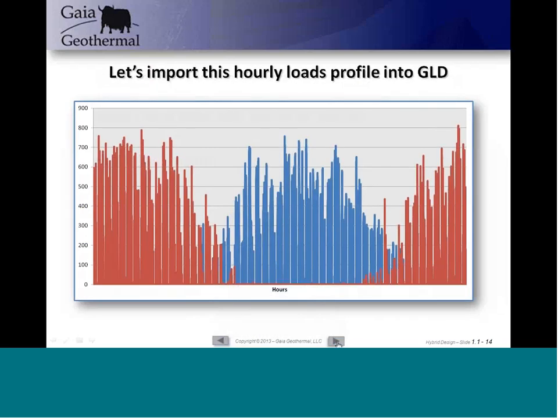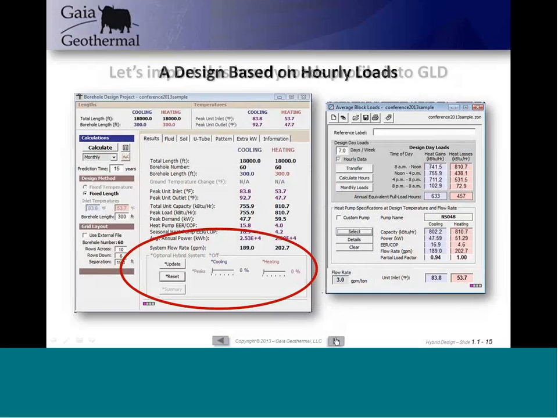So let's assume we've imported this hourly loads profile into GLD. And then we're going to design a system based on the hourly loads. We've imported the loads into our average block loads module. We have hourly data here. We've selected a heat pump, a 4-ton heat pump. And we've designed a system. We have 60 boreholes, 300 feet deep. We have our predicted temperature range over 15 years of about 84 on cooling and about 50 on heating. Very reasonable. But so far, we haven't used a hybrid system. Currently, the sliders are set at 0 and 0.